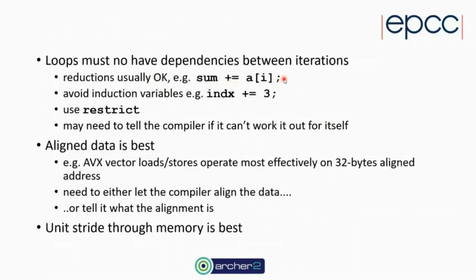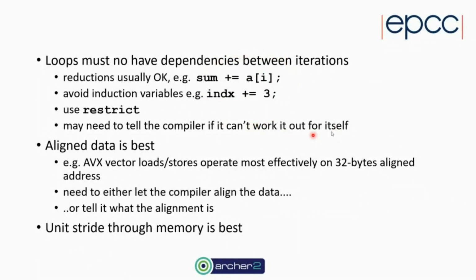Either A of i equals A of i minus 1 is a dependency, or a reduction variable like this, sum plus equals A of i, because the value of sum depends on a previous iteration of a loop. So we may have to get around that. And induction variables are also quite often identified as dependencies in the loop by the compiler. An induction variable here is a variable that gets changed every time we go around the loop. Now, there are ways we can get around using these in our loop, but these may stop the compiler auto-vectorizing our loops by default.